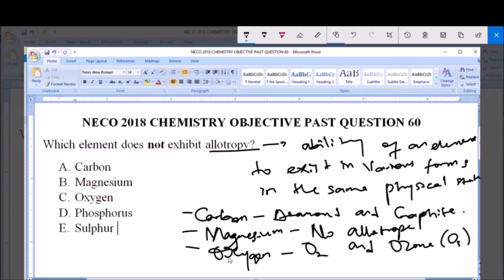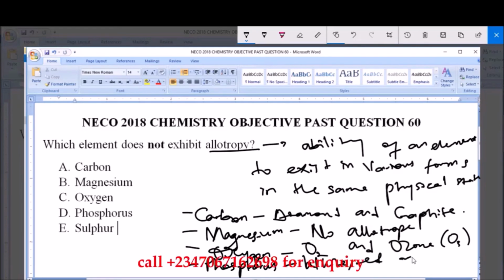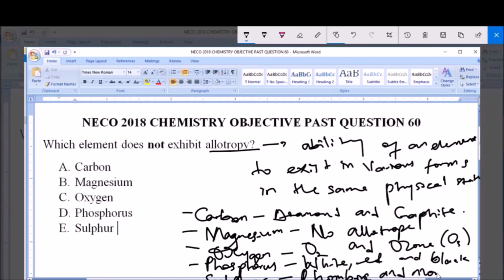Now option D says phosphorus. Phosphorus also exhibits allotropy, and these are the white, the red, and the black phosphorus. Then lastly, sulfur. Sulfur too exhibits allotropy. These are the rhombic sulfur and the monoclinic sulfur. So all these are the allotropes of sulfur.